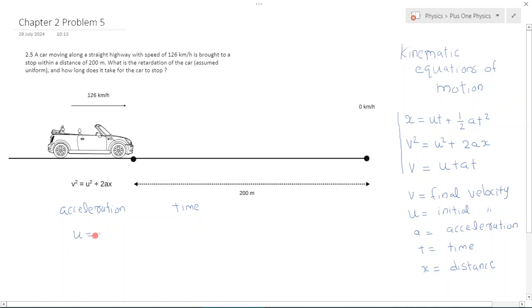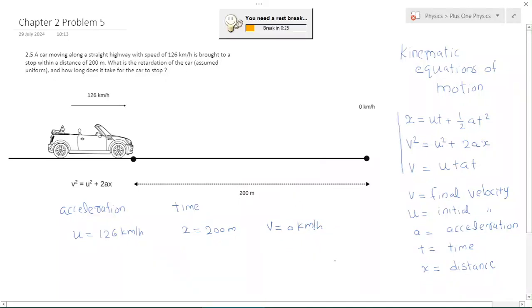The initial velocity of the car is 126 km/h. The distance is given here, x is equal to 200 meters. The final velocity is also a thing to understand, because it is not always given: when a car stops, the final velocity is 0 km/h.